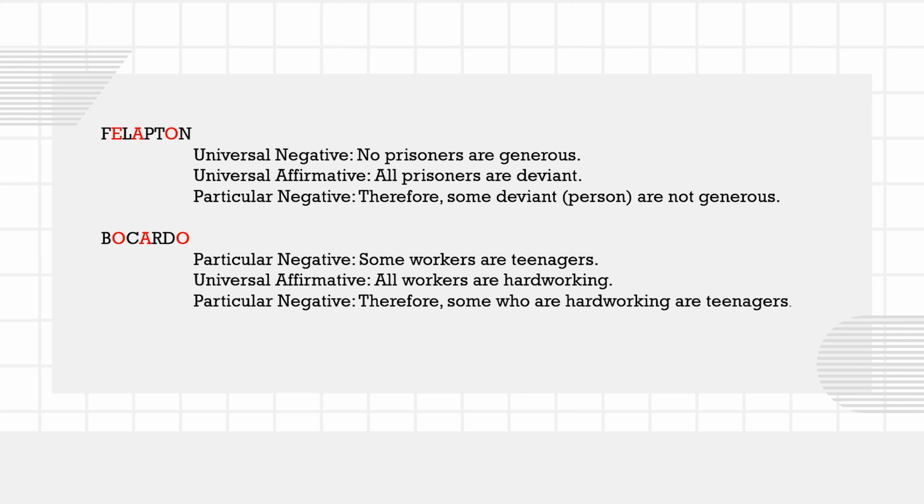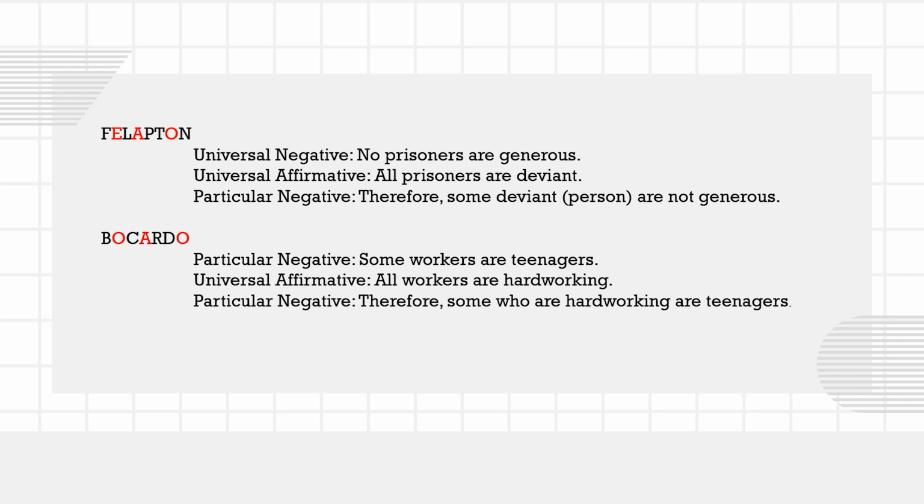This syllogism adheres to the principle of categorical logic, demonstrating that if no prisoners are considered generous and all prisoners are deviant, it logically follows that there must be a subset of deviant individuals who are not generous, as implied by the premises.